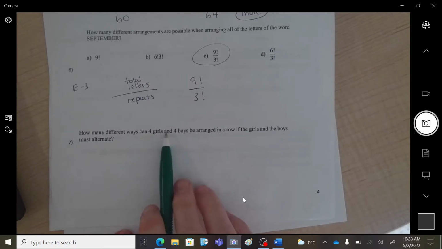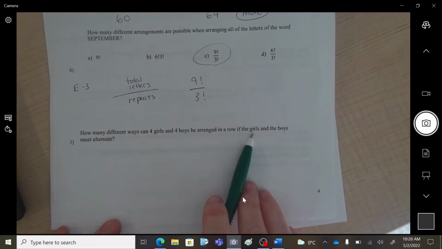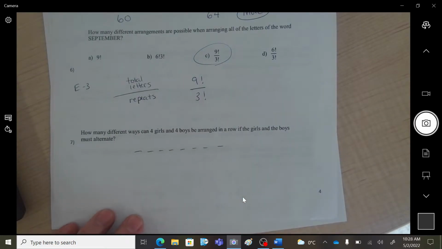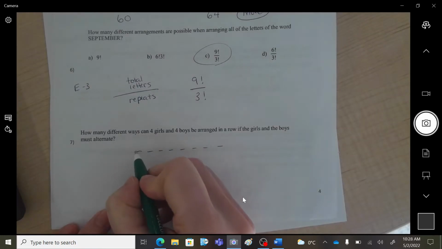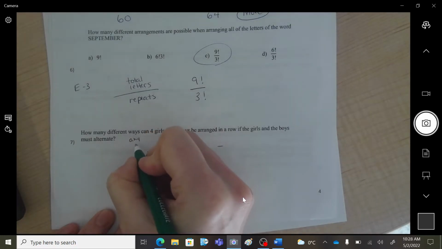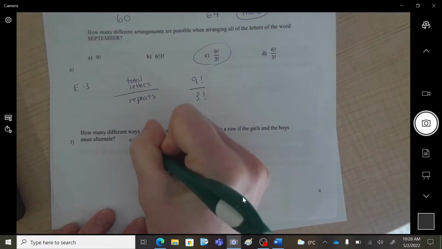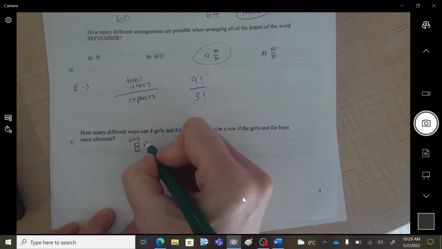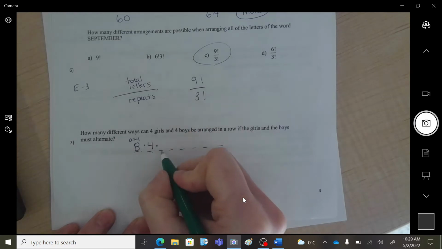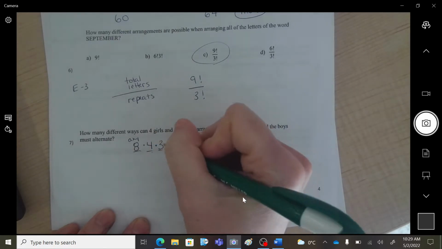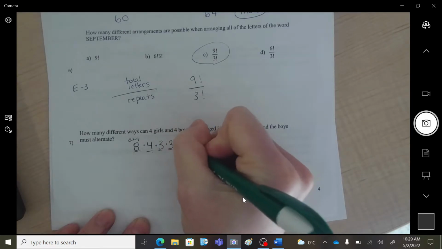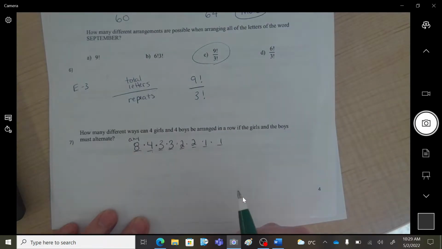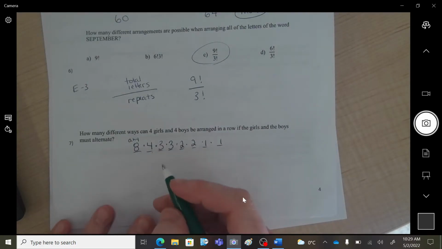How many different ways can 4 girls and 4 boys be arranged in a row if the girls and boys must alternate? So there's my people I'm trying to put. When I put somebody here, I can put anyone. So 8. Then whoever I put here, let's pretend it was a boy. Now I have to put a girl. So now I have 4. Now going back to the boys, I only have 3 boys left. Girl, I have 3, 2, 2, 1, and 1. But don't forget that that can be anybody, so it makes that double.